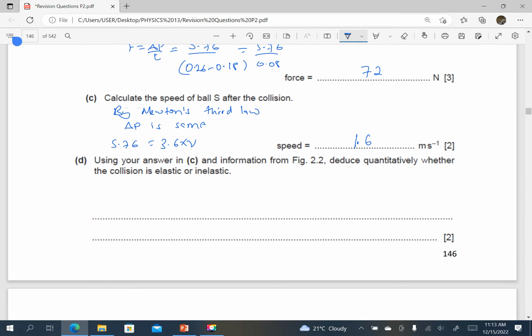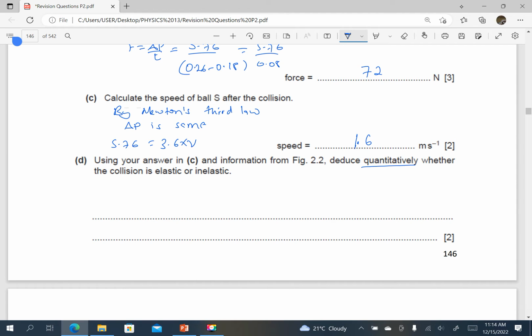Using your answer in C and information in the figure, deduce quantitatively. Quantitatively means you must have some values. Deduce quantitatively whether the collision is elastic or inelastic. Okay, so to find whether the collision is elastic or inelastic, there are two ways. You can look at kinetic energy, or you look at the speeds of approach and the speed of separation.